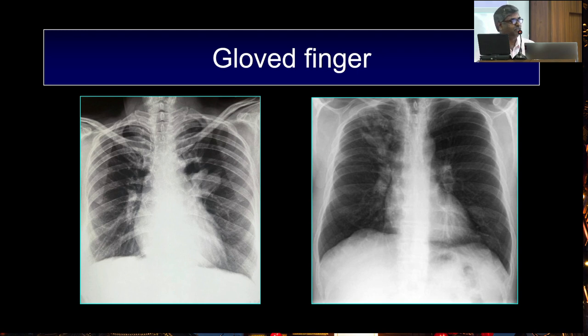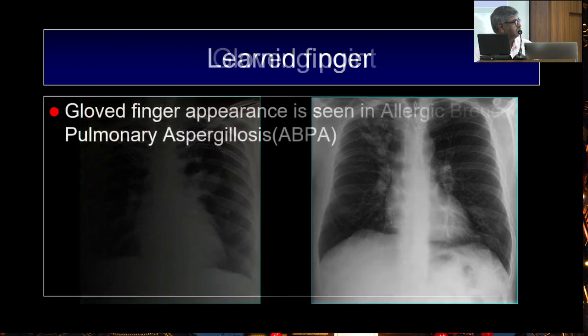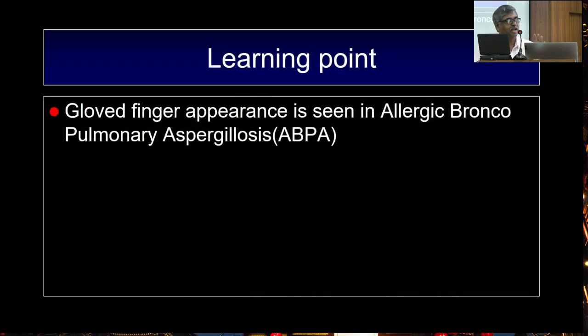These are my collection, which actually fascinated me. That's what I'm showing. This actually is a sign called gloved finger appearance. You can see it's almost looking like a gloved finger, which is seen in asthma patients with allergy to fungus. When the patient has allergy to fungus, we call it allergic bronchopulmonary aspergillosis. In that condition, you get the so-called X-ray sign of gloved finger appearance.